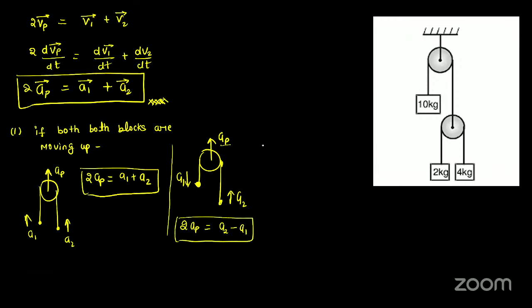ठीक है, third case that is not possible, I like to write here AP, this block is also moving down and this block is also moving down, so this is not possible, ये केस पॉसिबल ही नहीं होगा. ठीक है, this is not possible.